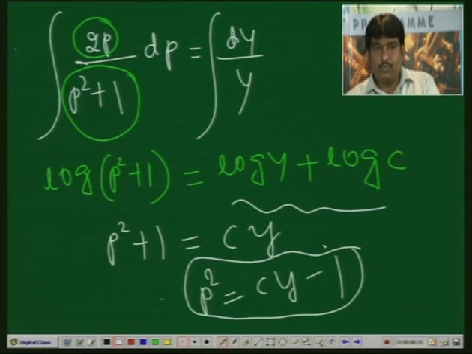Now we have to substitute this p value in the given differential equation and eliminate p. Of course, when you substitute p here, it gets eliminated and will be expressed in terms of y. So the final answer will contain only x and y with one arbitrary constant c. That is the general solution of the differential equation.